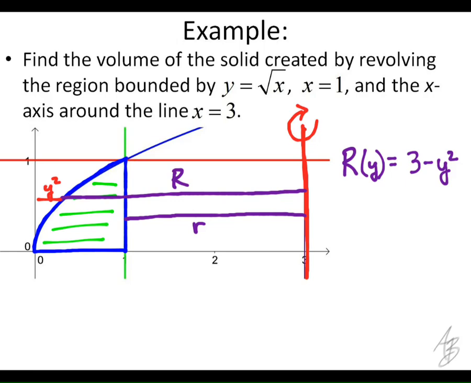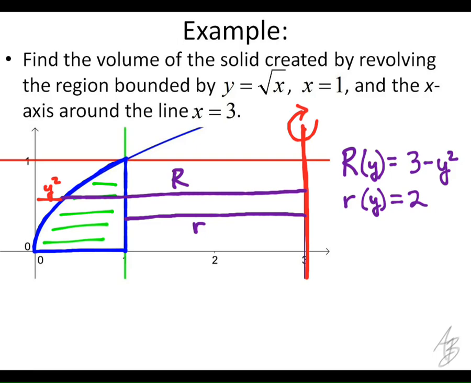The small radius is going to be what? 2. That's just going to be the bigger x value minus the smaller x value. This x value is always 1, this one's always 3, so it's 3 minus 1, always 2. Doesn't depend on what x is, or what y is, sorry.